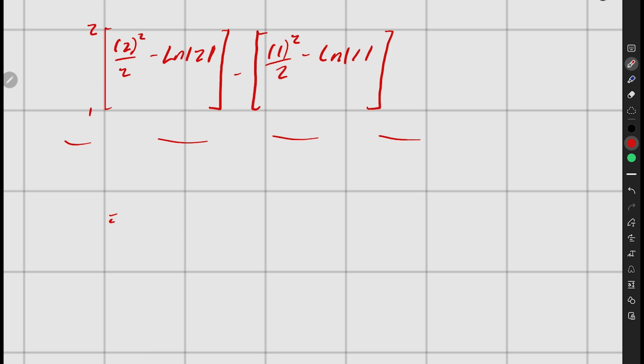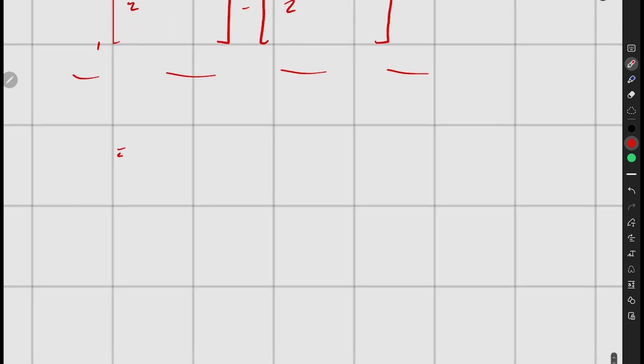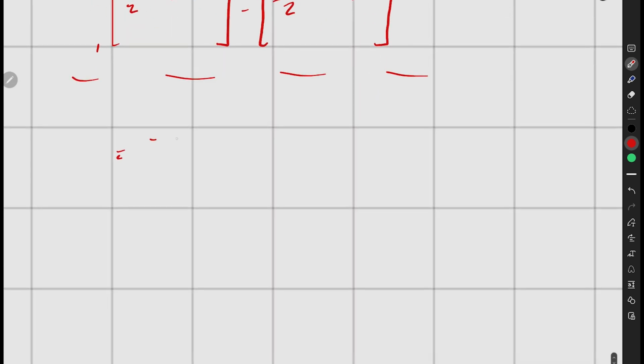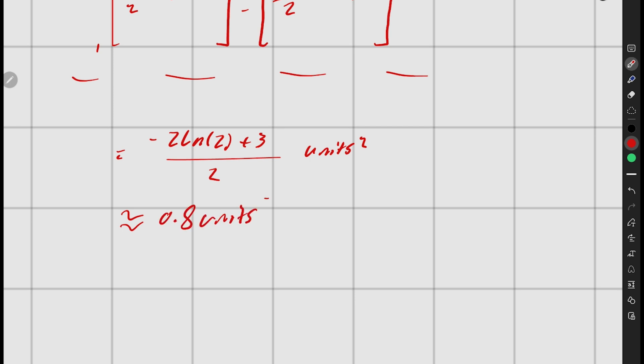And I'll chuck that into the calculator real quick and let's see what we get. So that's going to equal about minus 2 ln of 2 plus 3, all divided by 2 units squared, which is approximately 0.8 units squared.